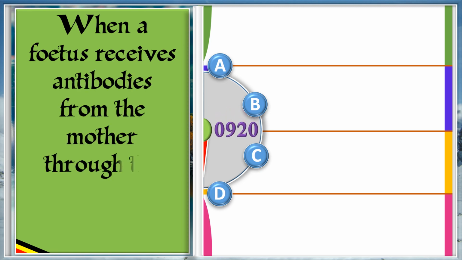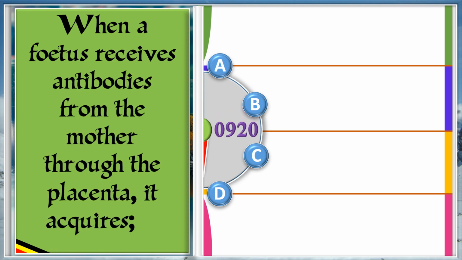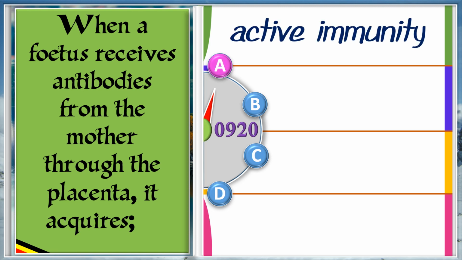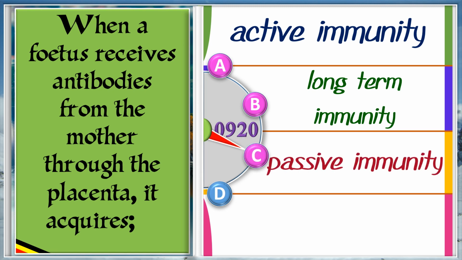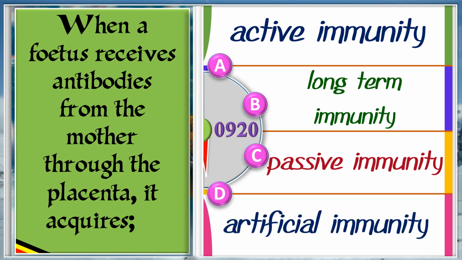When a fetus receives antibodies from the mother through the placenta, it acquires A, active immunity. B, long-term immunity. C, passive immunity. D, artificial immunity. And the answer is C, passive immunity.